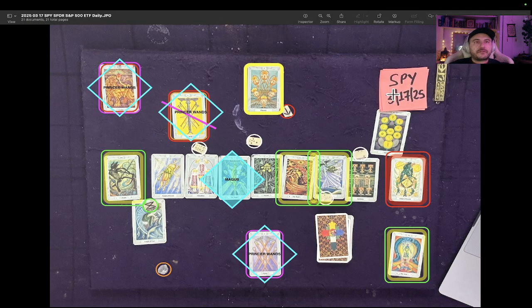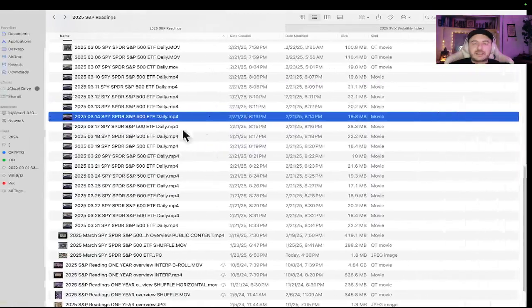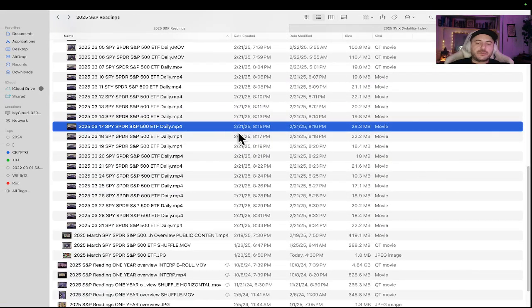This is the S&P 500 SPDR ETF SPY one-day reading for March 17th, 2025. It's currently March 9th, 2025, 7:01 p.m. Eastern Time. SPY at the time of this reading, $575.92 USD. The shuffle video for the March 17th reading was created on February 21st, 2025 at 8:15 p.m.